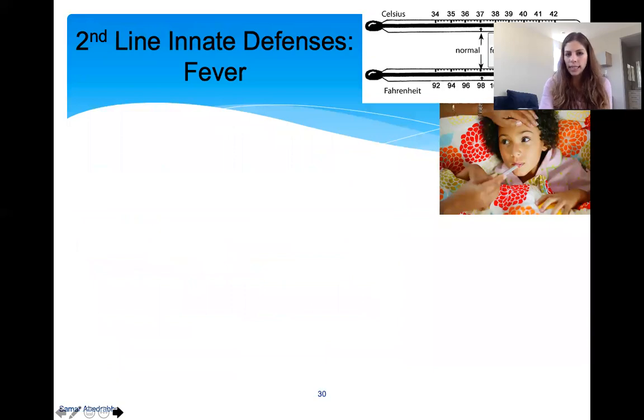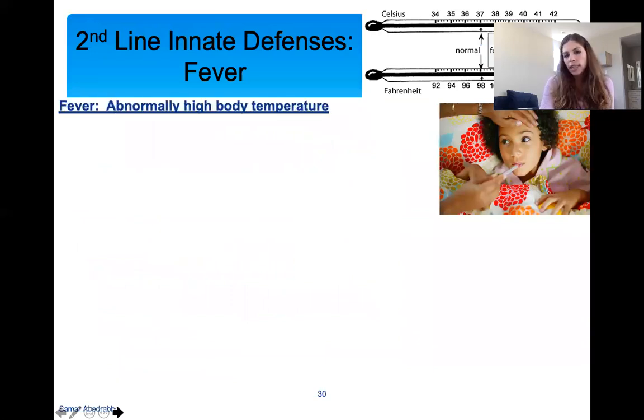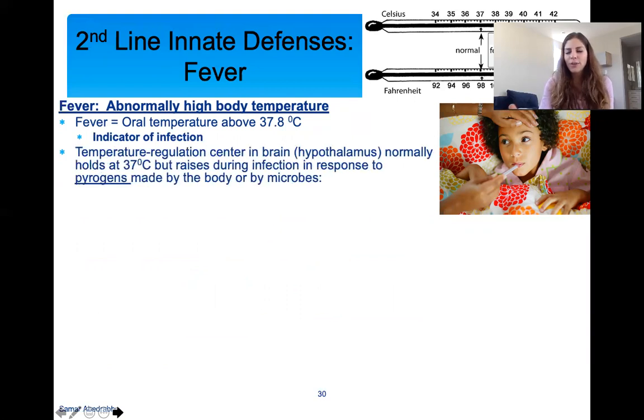Finally, the last slide we're going to go over here is fever. Fever is part of your innate immune system. So fever is abnormally high body temperature. Normal body temperature is 37 degrees Celsius, and it's regulated by your brain, a specific area in your brain called the hypothalamus. Anything over 37.8 degrees Celsius, we consider a fever, and fever always indicates an infection.